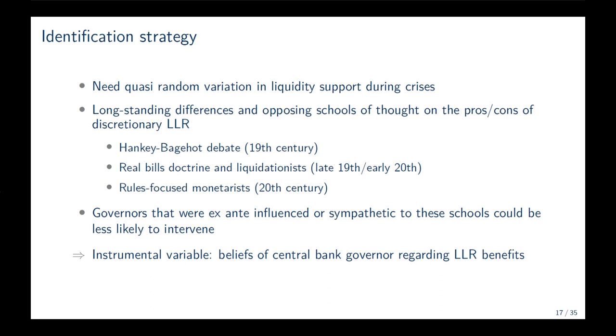But we think we can exploit long-standing differences and opposing schools of thought on the pros and cons of discretionary central bank interventions in crisis times. In the 19th century, I mentioned the Hankey-Bagehot debate. In the late 19th and early 20th century, there's the debate about the real bills doctrine and the liquidationists, the idea that central banks would only take real sector collateral and not financial sector collateral. The real bills proponents were consequently opposed to lender of last resort operations vis-a-vis banks.